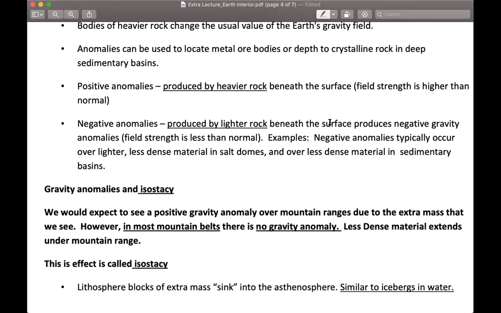So negative anomalies are produced by lighter rock. So what are the lighter rocks? For example, there are low gravity fields generated by some lighter rocks. In some countries we have something called salt domes, right? Salt domes. That means sodium chloride. Actually, they are natural salt. It's not because somebody concentrated seawater and produced salt, right? It's natural salt. Salt is also a mineral. Sodium chloride is a natural mineral, right?